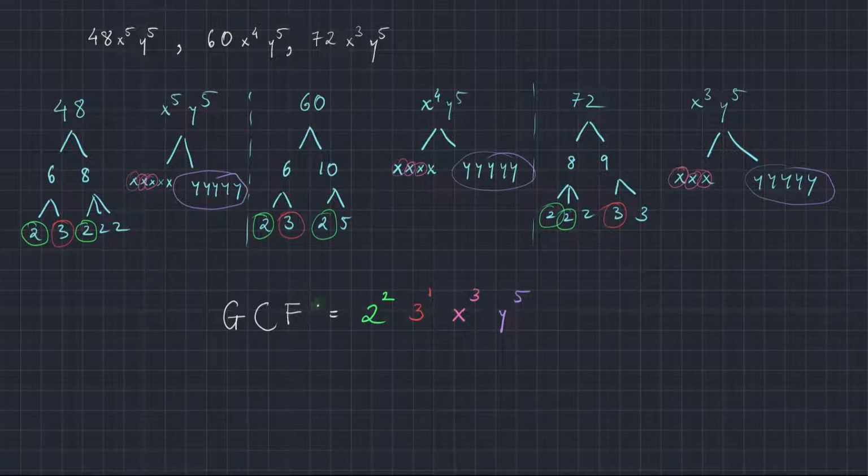And therefore, the greatest common factor is going to be 2 squared, which is 4, times 3, times x cubed, times y to the 5, which is 12x cubed y to the 5.